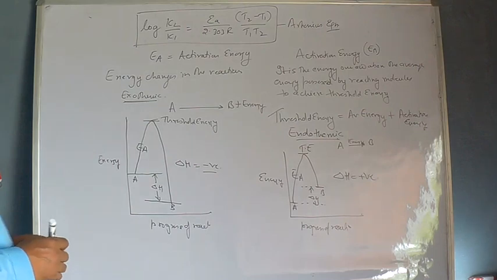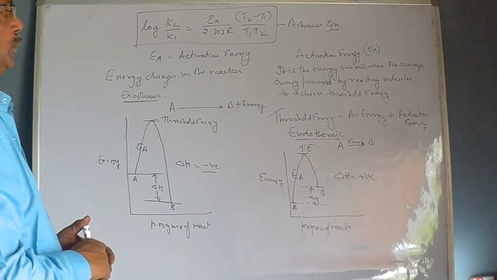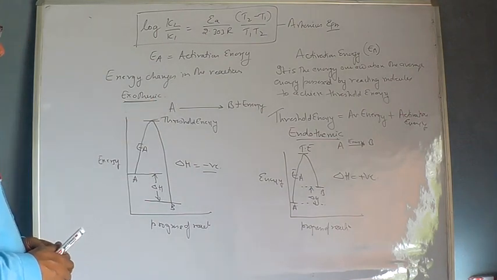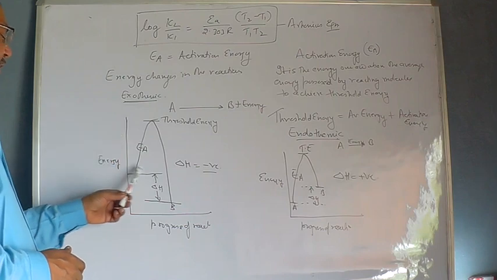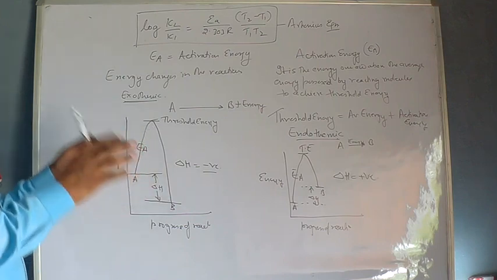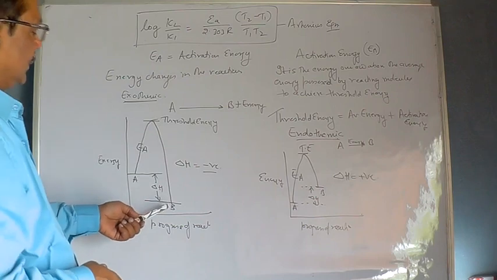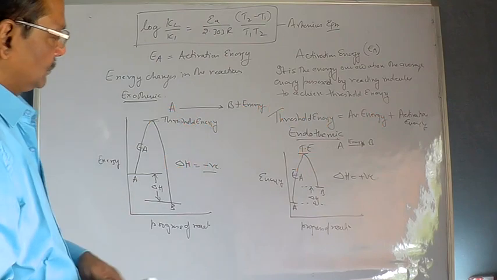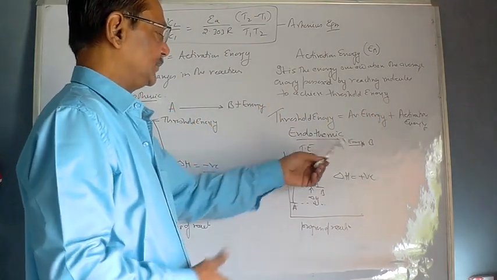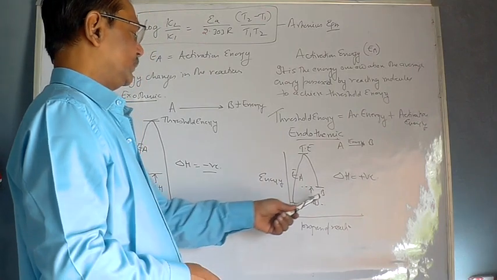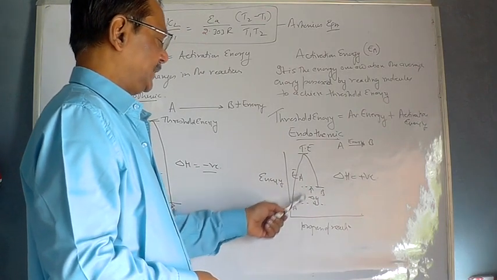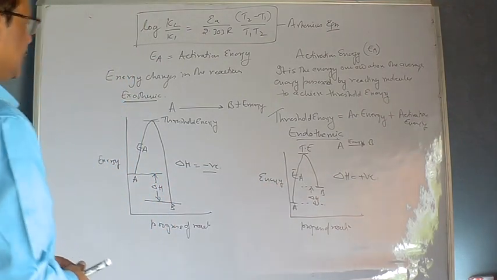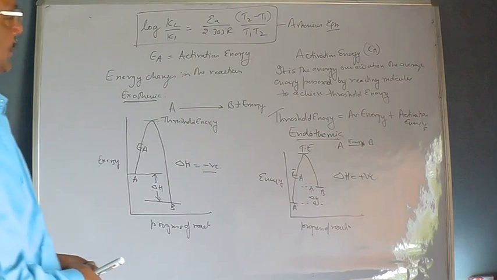So class, I repeat again, what is activation energy? It is energy over and above the average energy possessed by reacting molecules to achieve threshold energy. This was the graph for exothermic. Delta H comes to be negative because in due process the energy has been released. Therefore, the energy of product molecules is lesser than energy of reactant molecules. In the case of endothermic one, since the energy is getting consumed, the energy of product is higher than energy of reactant, and delta H is always positive. So class, this was all regarding your activation energy and energy changes in the reaction.